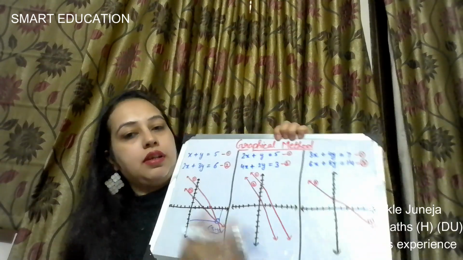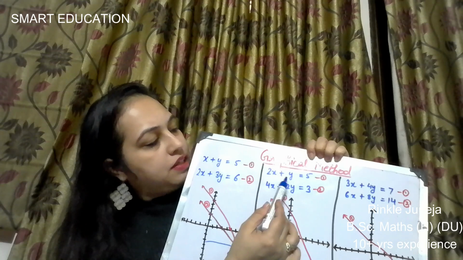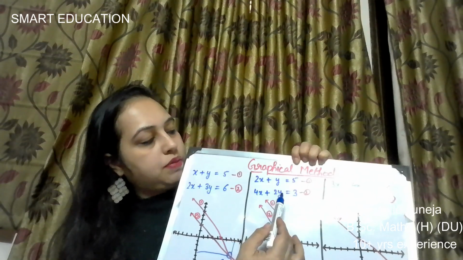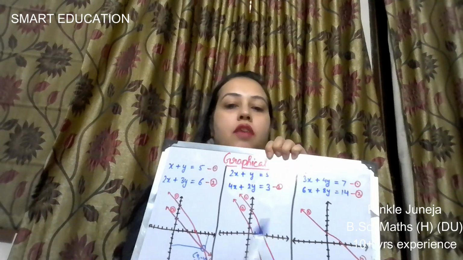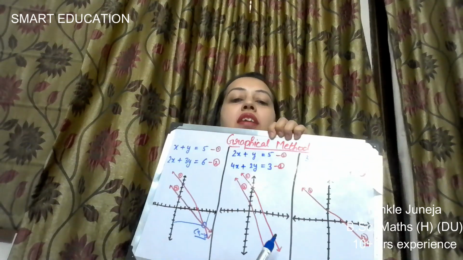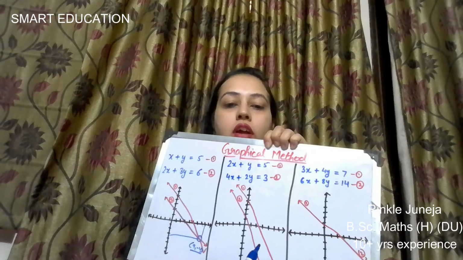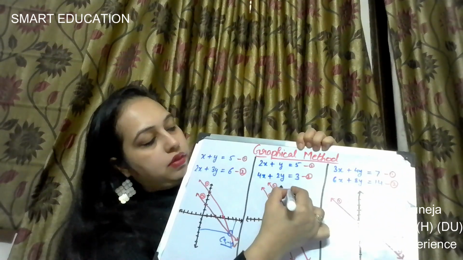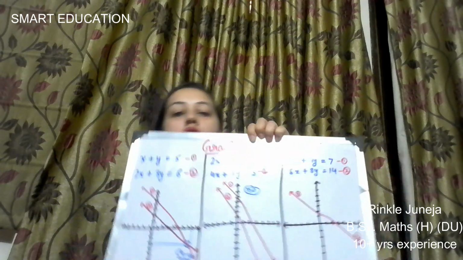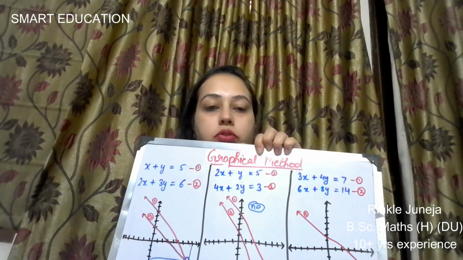Let's see another example. The second example is 2x plus y equals 5 and 4x plus 2y equals 3. If we draw the graph of these equations, we see that the lines are actually parallel. They're not meeting anywhere. So such equations have no solution.